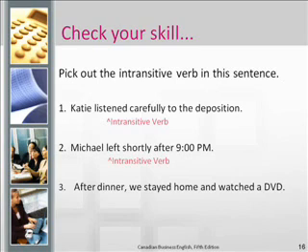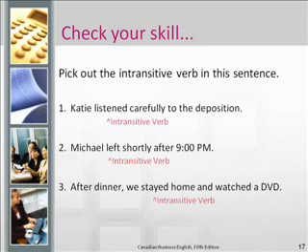And one last example here. After dinner, we stayed home and watched a DVD. What is the first verb there? And what is the subject of that verb? Can they stand alone? The verb is the word stayed, and the subject is we. We stayed can stand alone, making the word stayed an intransitive verb. Don't be confused when you have prepositional phrases such as after dinner at the beginning of the sentence.